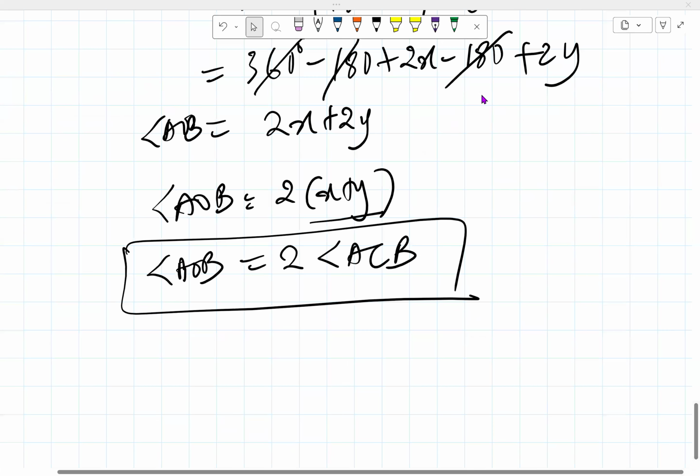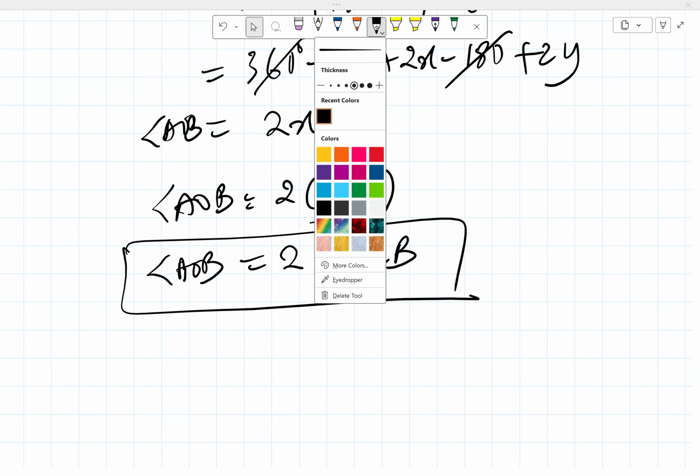I think I need a brighter color apart from this one. So let me go change. Can we rest black for some time? Let's change that to, say, which one now? Okay, let me go for this.